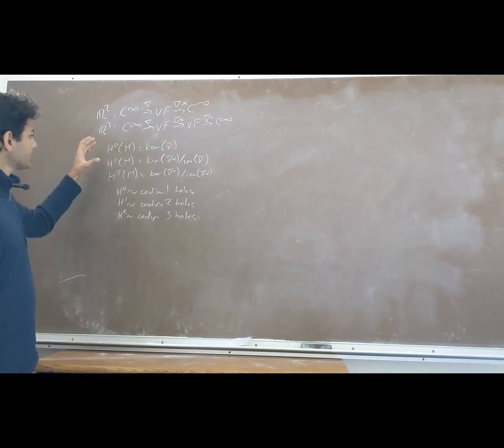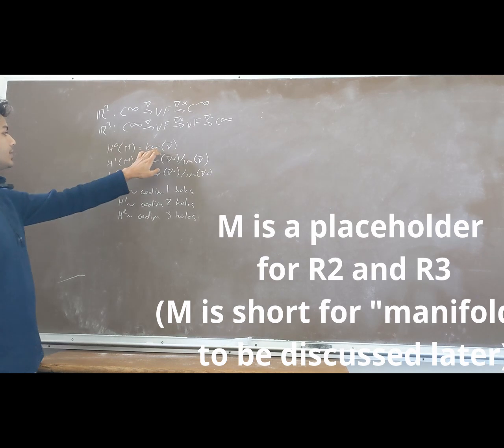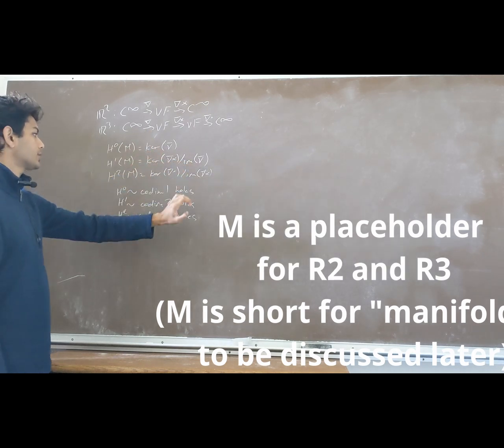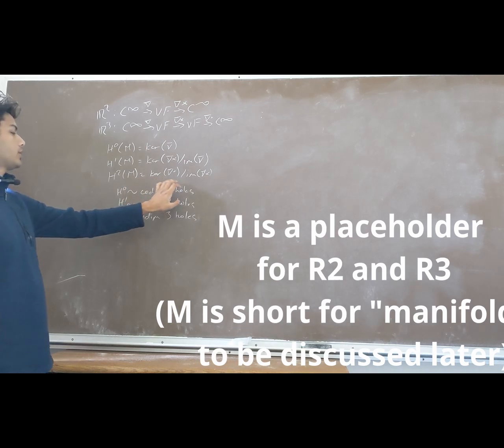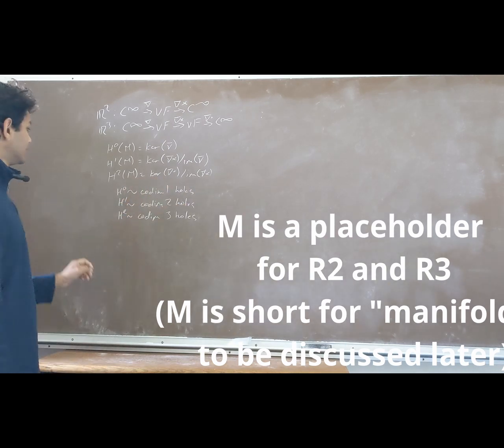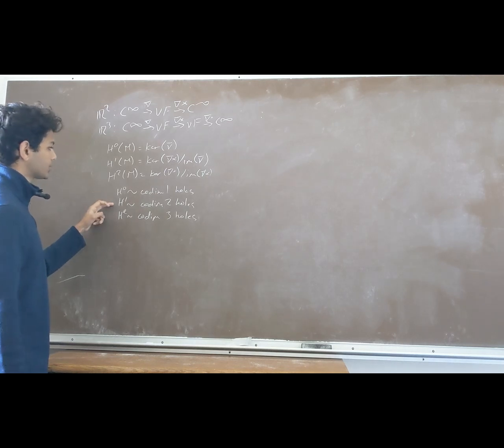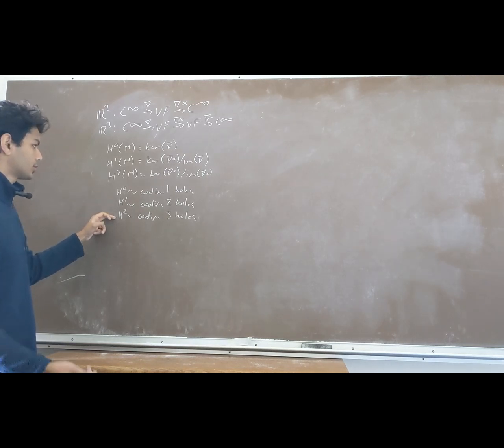And so we define these cohomology groups, H0 as being the kernel of the gradient, H1 as being the kernel of the curl modulo the image of the gradient, and H2 as the kernel of the divergence modulo the image of the curl. And we notice that H0 corresponds to codimension 1 holes, H1 corresponds to codimension 2 holes, and H2 corresponds to codimension 3 holes.